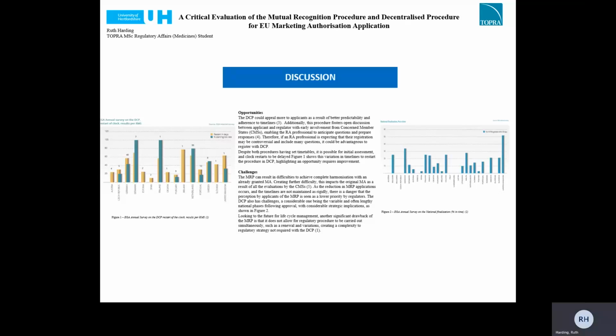Finally, when looking into the future into lifecycle management, the MRP doesn't allow for simultaneous regulatory procedures to take place, and this will really drastically change your strategy and regulatory approach in that portion of your lifecycle management.